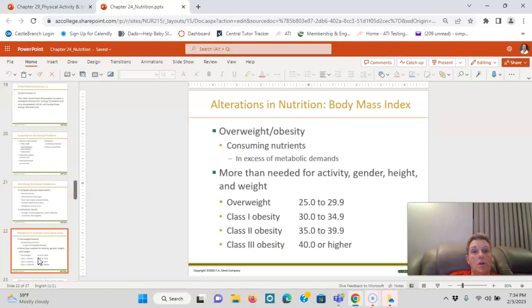So, y'all know BMI scale. When you are consuming nutrients in excess of metabolic demands, obesity can occur. So you need to know the classifications of obesity. So if you have a BMI of 25 to 29.9, you are considered overweight. After that, it goes up in class 1, 2, and 3. 3 is 40 or higher.